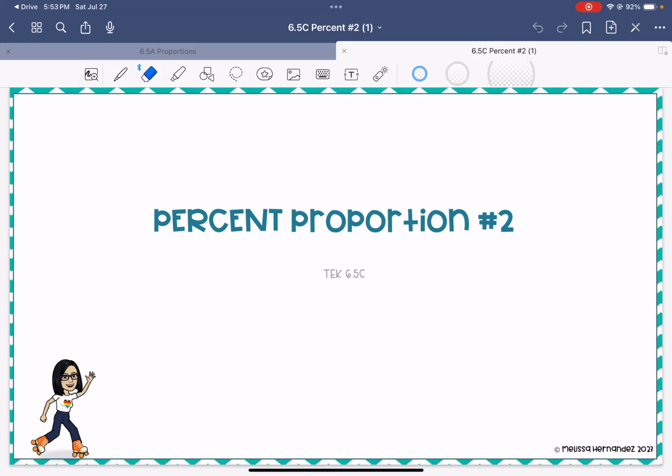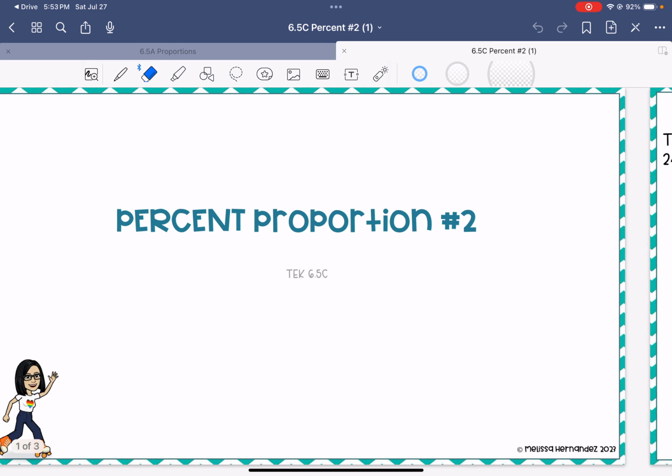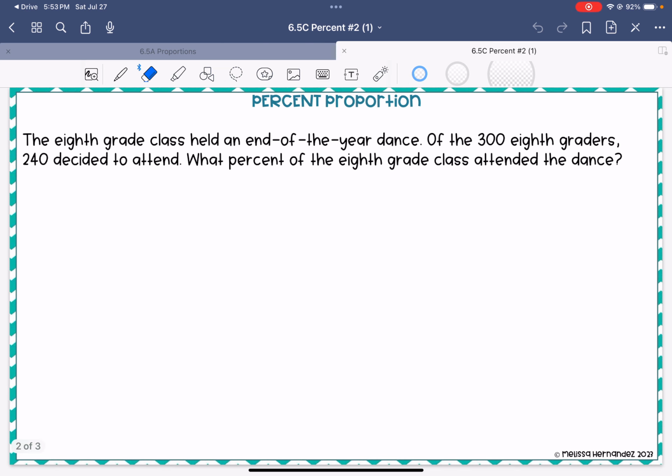In this video, we're going to practice solving percent problems using proportions. Our first example says the 8th grade class held an end of the year dance. Of the 300 8th graders, 240 decided to attend. What percent of the 8th grade class attended the dance?